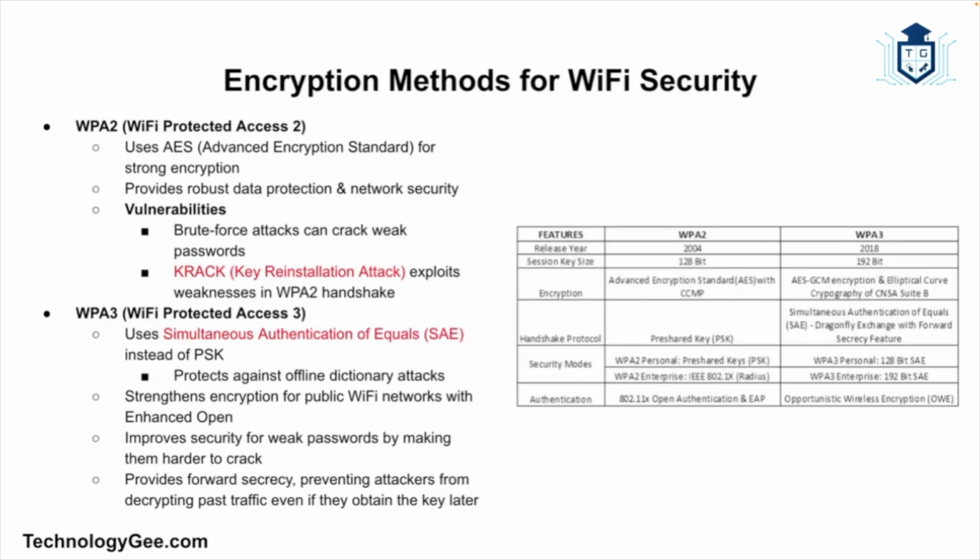All right, so let's move on and talk about encryption methods. And the first one we're going to talk about is WPA2, or Wi-Fi Protected Access 2. And this is a widely used encryption standard providing strong security through AES, or Advanced Encryption Standard. And it offers robust protection, but it is vulnerable to brute force attacks and key reinstallation attacks, also known as KRACK. And then we have what is called WPA3. And this enhances security by using simultaneous authentication of equals to prevent offline dictionary attacks, and it improves encryption for public Wi-Fi and strengthens protection for weak passwords.